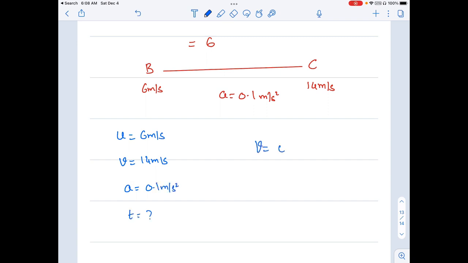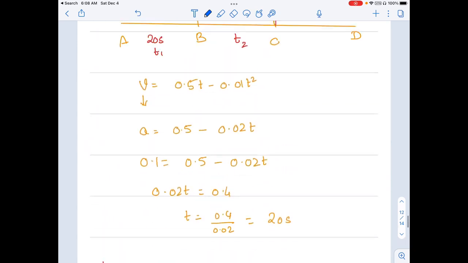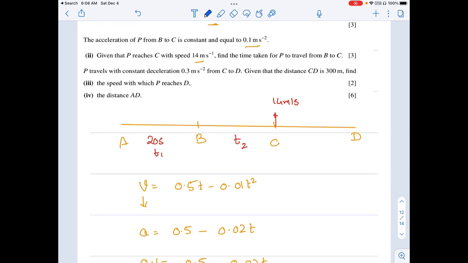So I use V is equal to U plus at. So 14 is equal to 6 plus 0.1 t. So 0.1 t is equal to 8. So t is equal to 8 upon 0.1, which is 80 seconds. That's that part. And what is the next one? Third part, the speed with which P reaches D.